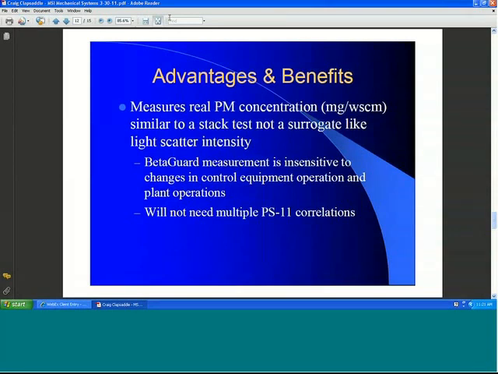The BetaGuard measures real particulate concentration, as I said, in milligrams per wet standard cubic meter, similar to a stack test, not a surrogate like light scatter intensity. The BetaGuard measurement is insensitive to changes in control equipment operation and plant operations, which allows the plant to do whatever pollution control they need. If the dry sorbent injection rate changes over time, that will not affect the correlation of the BetaGuard or its measurement accuracy. And again, it does not need multiple PS11 correlations depending on how the process changes. Next one.